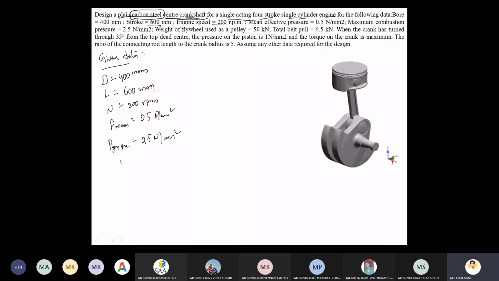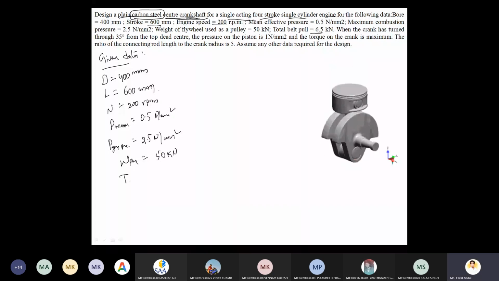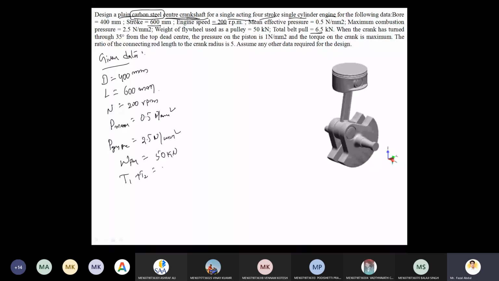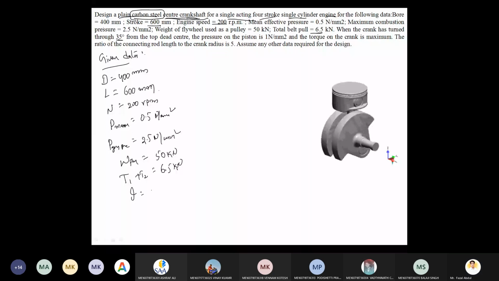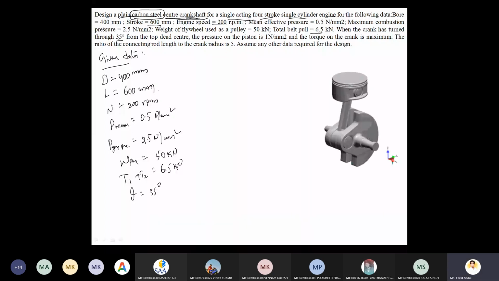So weight of the flywheel I'm writing here, 50 kilonewtons. Total belt tension T1 plus T2, that is 6.5 kilonewtons, and the crank has a turn through 35 degrees. So crank is having the turning, that is theta equal to 35 degrees. Okay, and from the top dead center, the pressure on the piston is 1 Newton per mm square.